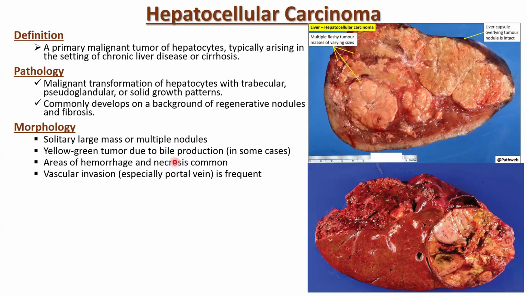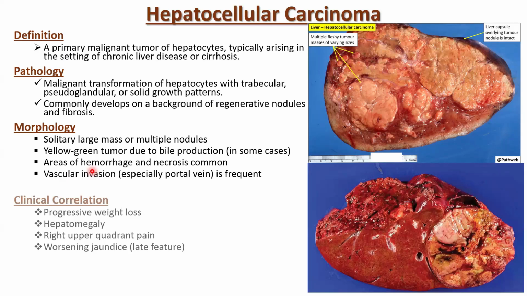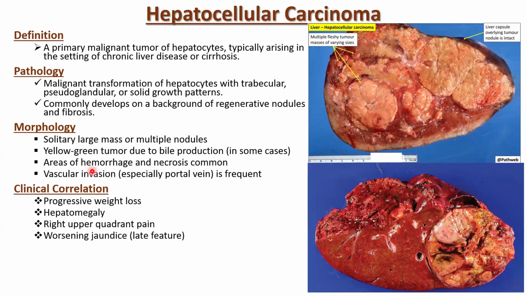Then there are areas of hemorrhages and necrosis that are common, and there is vascular invasion. There are places that have blood supply, places that will have hemorrhages, yellow in color. Then the masses will be solitary, can be one or can be many, multiple.